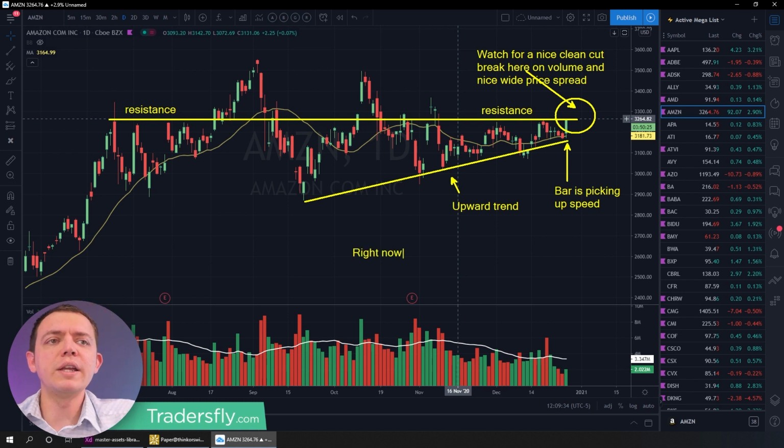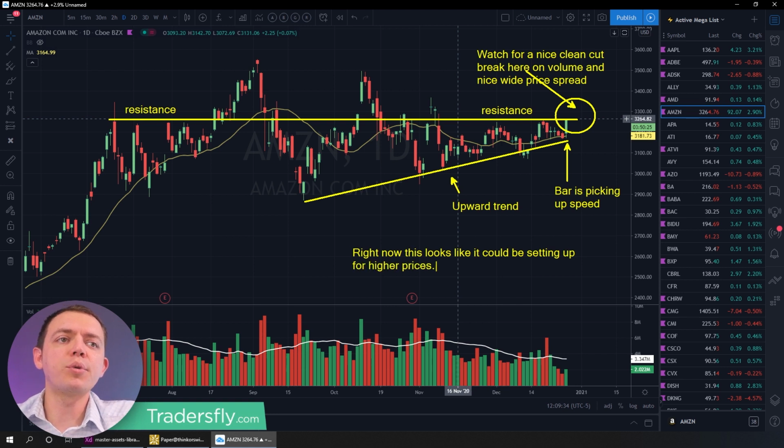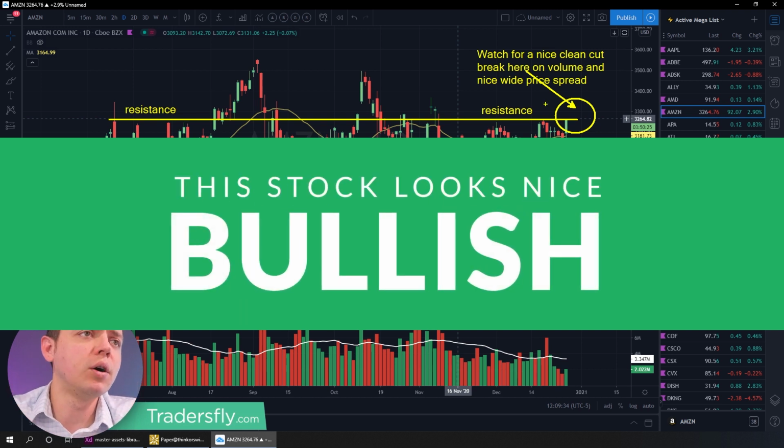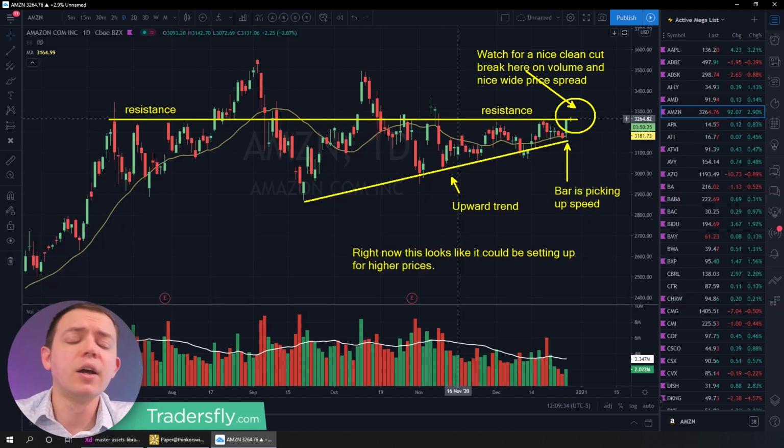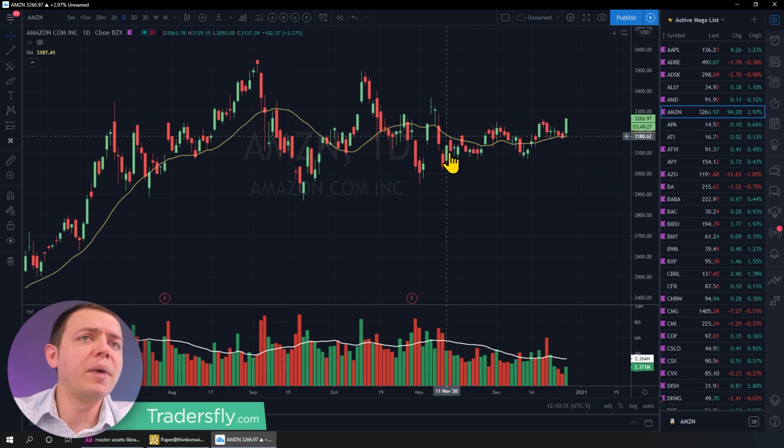So right now, this looks like it could be setting up for higher prices. I would be a little more careful on it, but I am more bullish on the overall stock. So I think a break there could push it into further higher prices. So it looks good on my end.